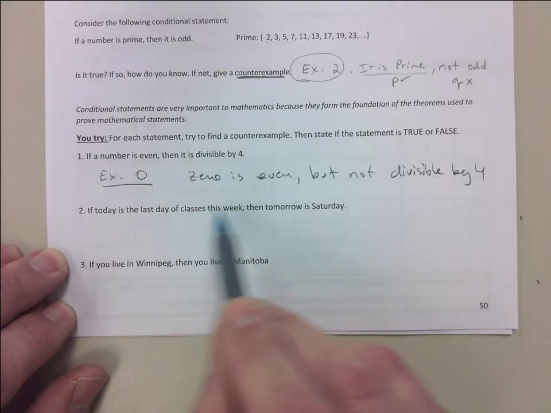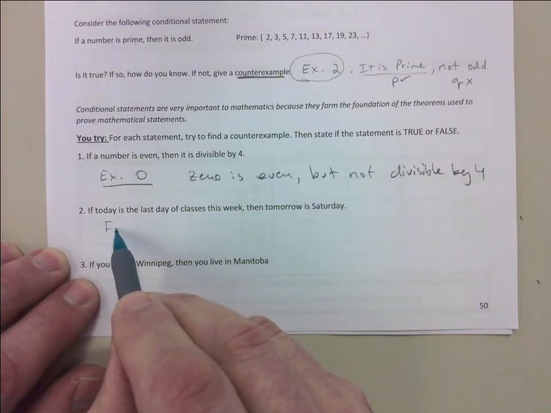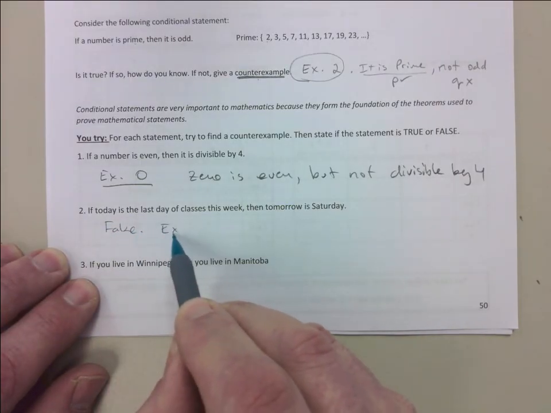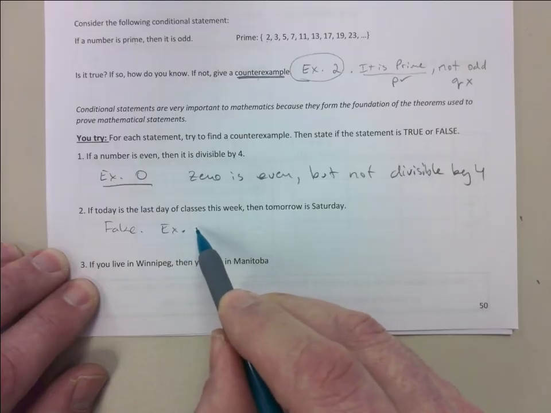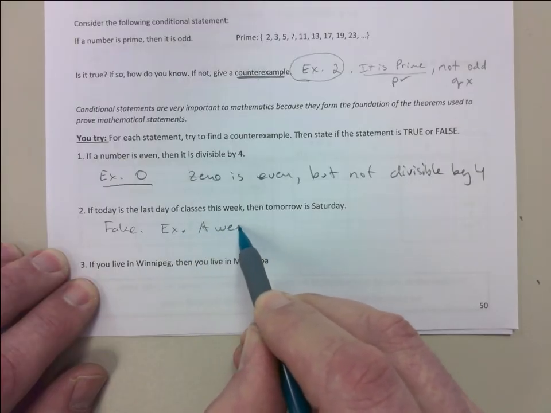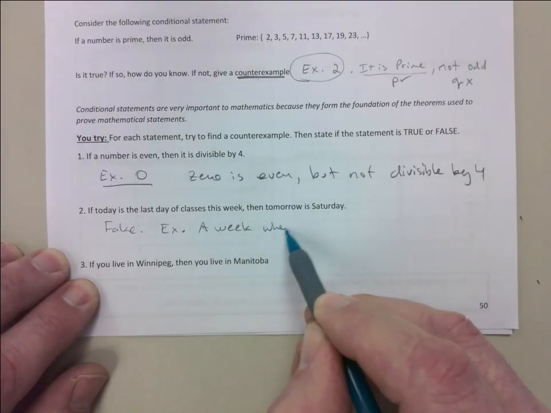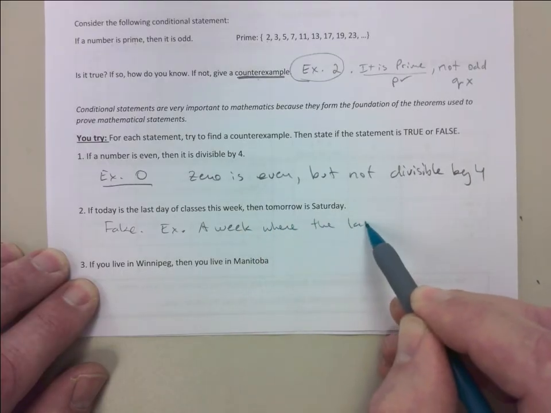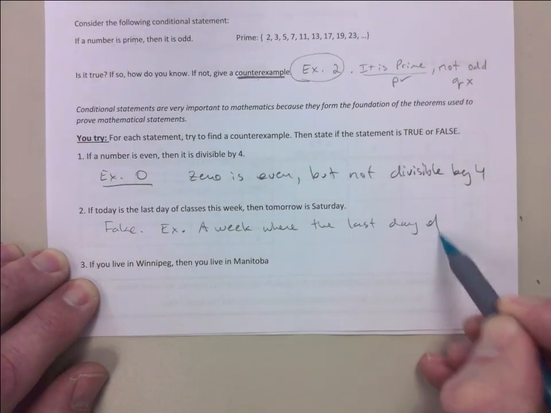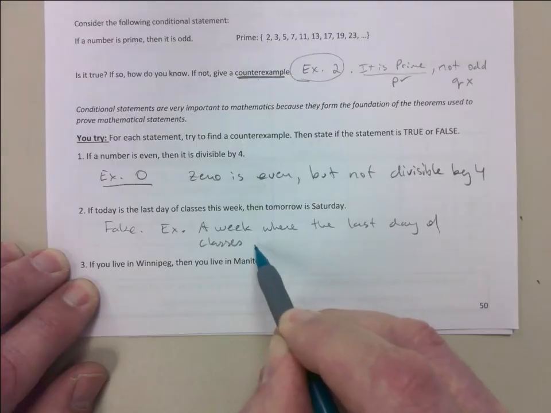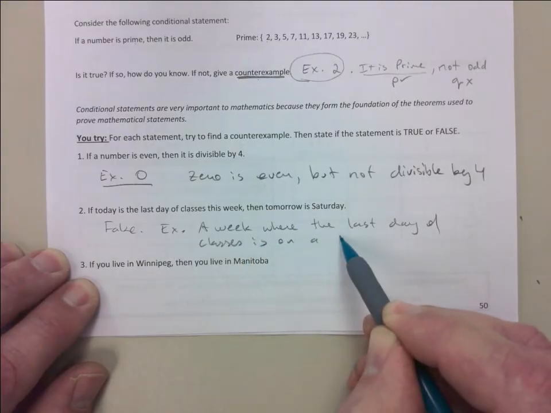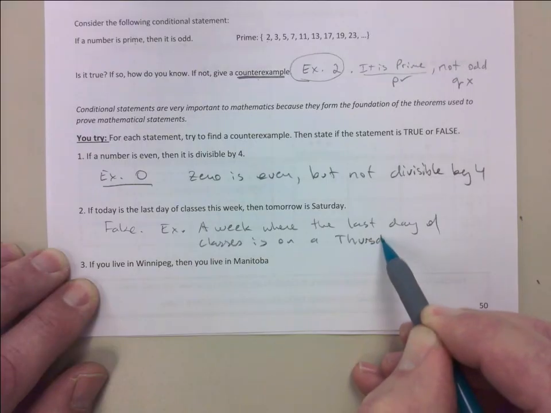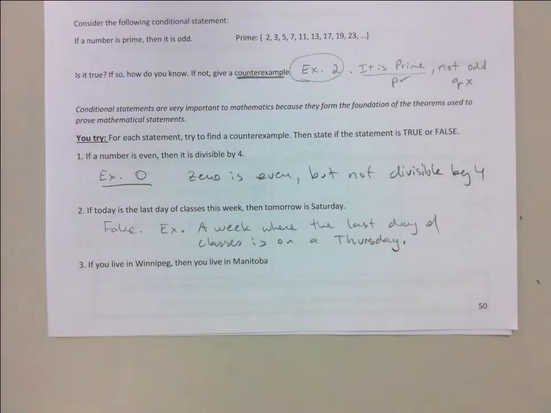If today is the last day of classes this week, then tomorrow is Saturday. This is always true? False, right? Example, a week where the last day of classes is on a Thursday. Right? Maybe Friday there's an in-service. So tomorrow is not Saturday for you if today's the last day of class, right? If Friday had been an in-service.